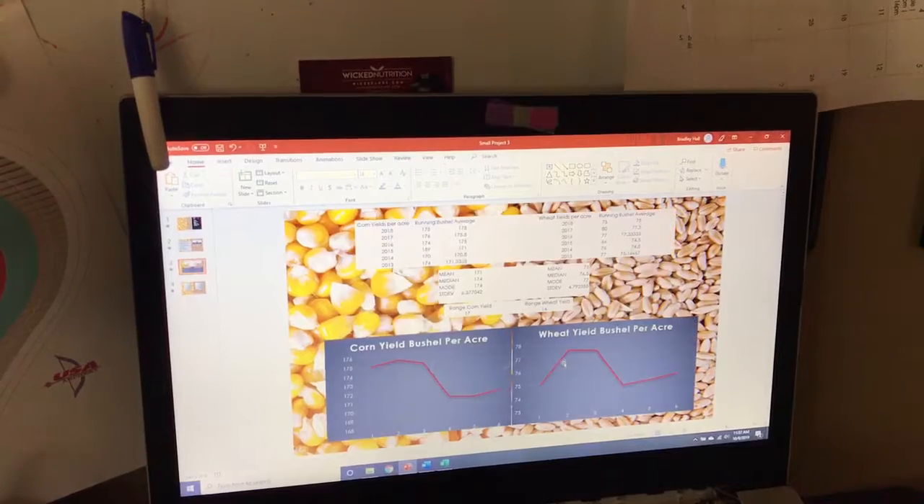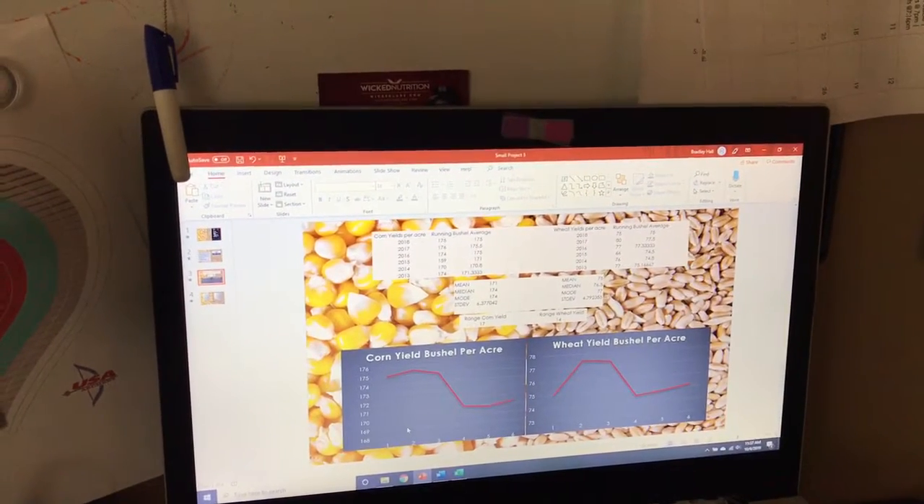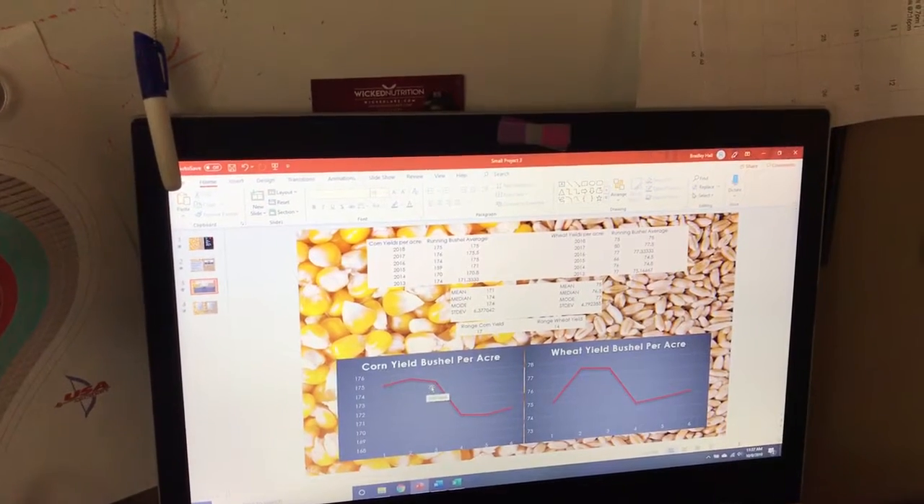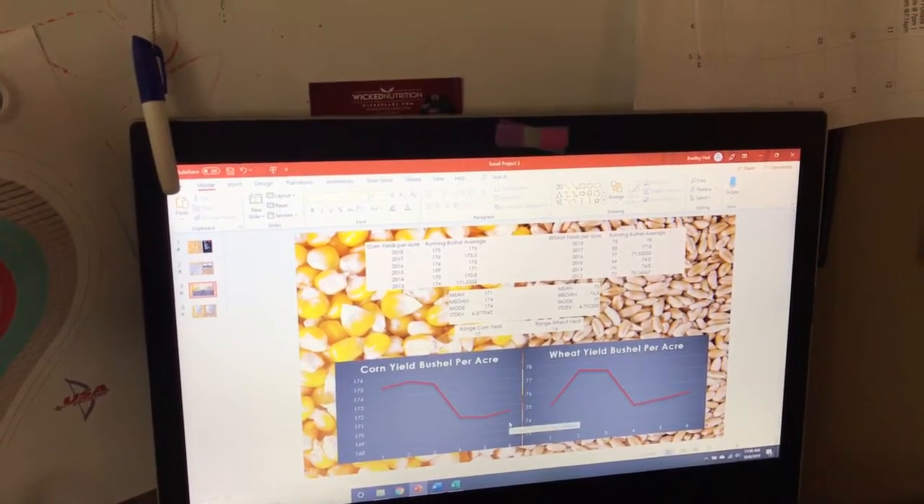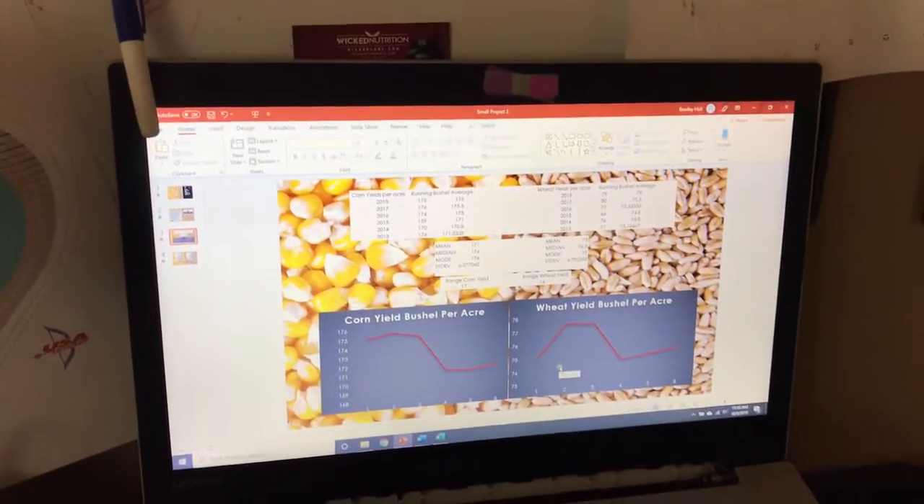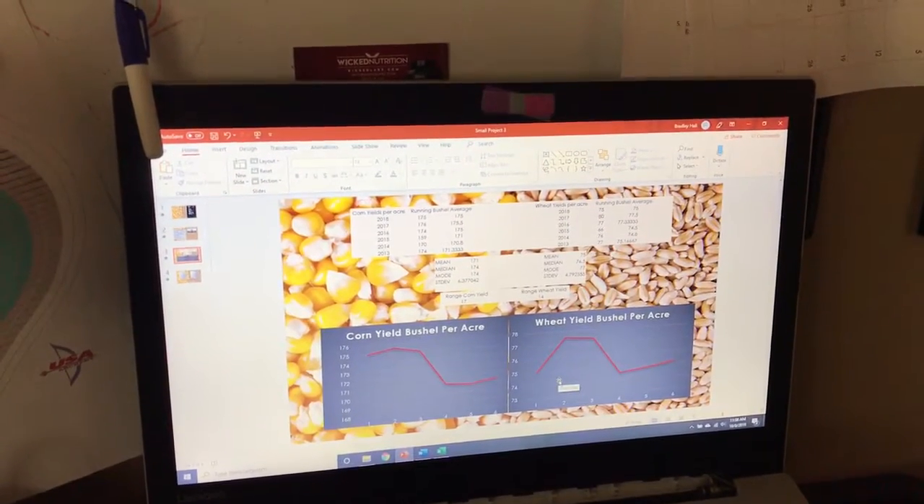And if you see here on the corn yield per acre, the line graph kind of stays level, then it drops down and kind of levels out. It's almost the same for wheat, but it has a small incline in the 6th year.